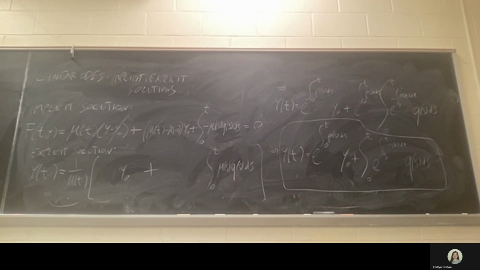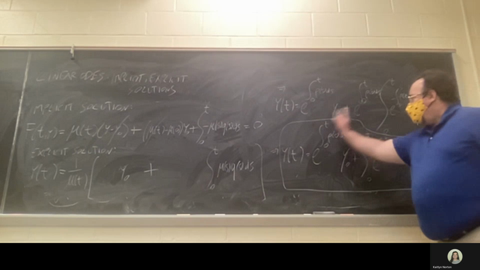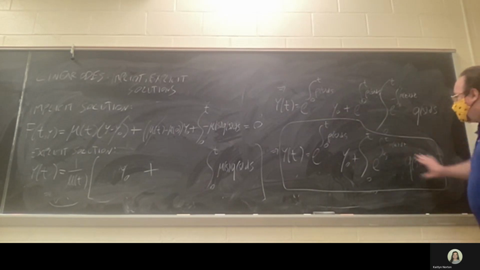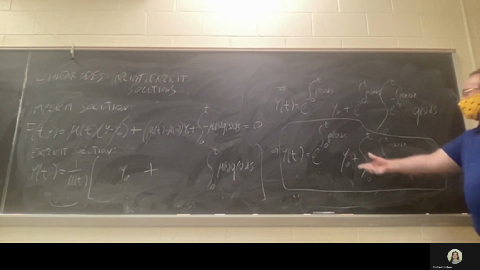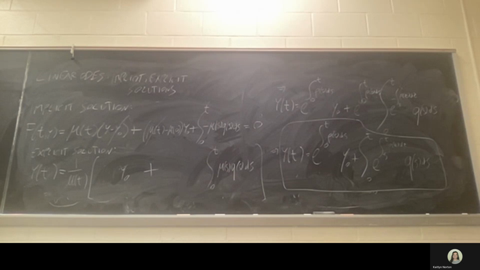And here, it's easy to see that if you plug in t equals 0, the initial condition is satisfied. You plug in t equals 0, that's gone. This whole integral is gone. Only y0 remains, which is what you want.